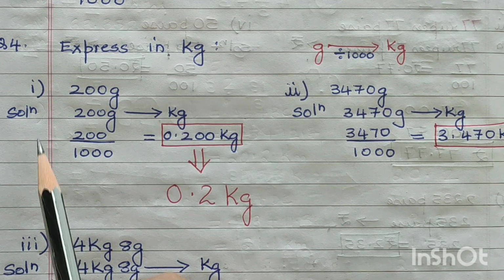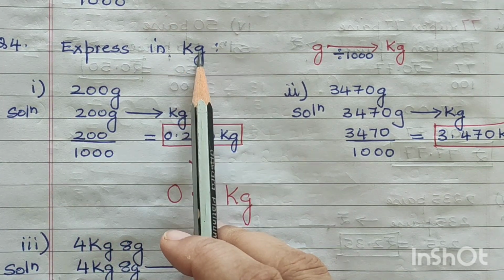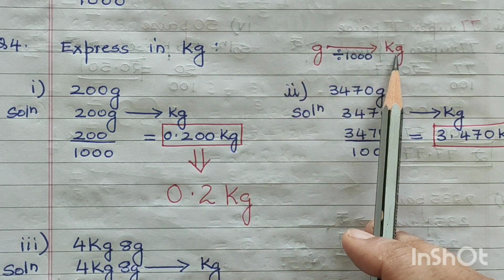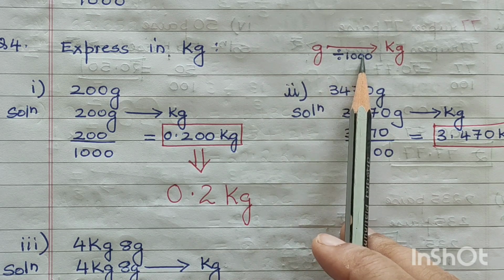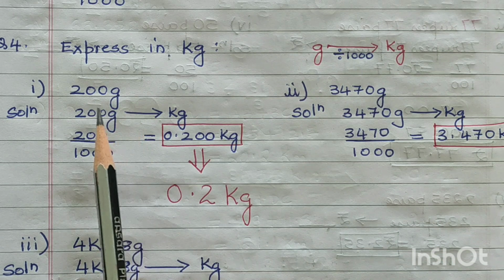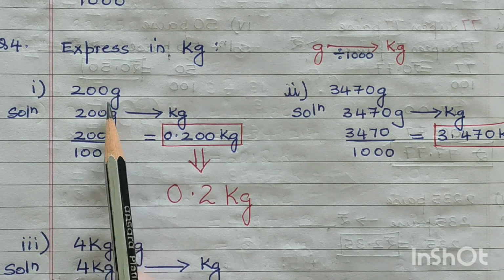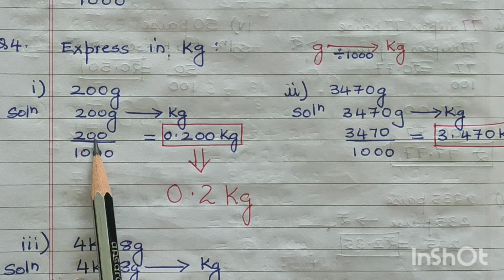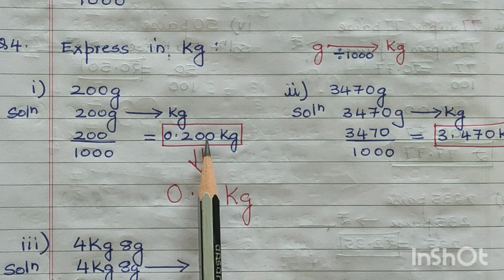Now in question 4, it says express in kg. Now note, grams, if you have to convert into kg, you divide that number in grams by 1000 to give you that many kg. Like for example, we had 200 grams over here. This 200 grams now we want to convert into kg. So say 200 divided by 1000 to give you that much kg.